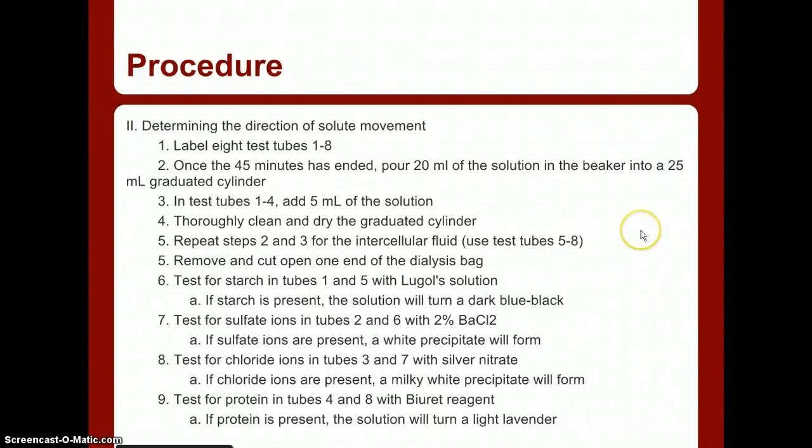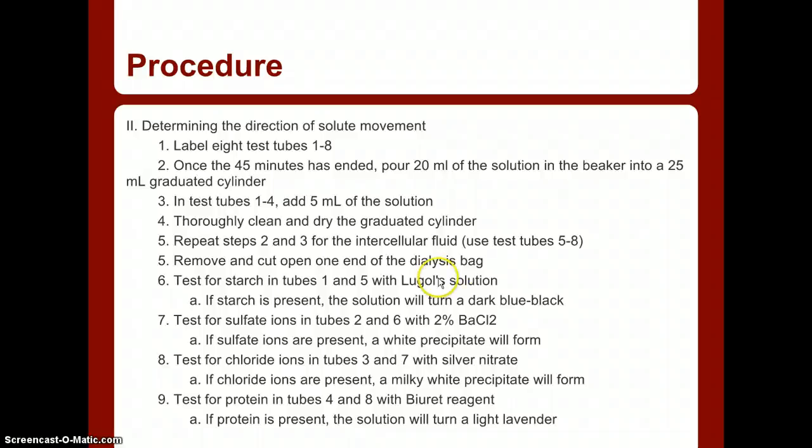So next you have to determine the direction of solute movement. First you had to label 8 test tubes, 1 through 8. And once the 45 minutes had ended, you poured 25 milliliters of the solution in the beaker into a 25 milliliter graduated cylinder. That was the extracellular fluid. In test tubes 1 through 4, you would add 5 milliliters of that solution. Then you would clean the graduated cylinder and repeat that for the intracellular fluid, but use test tubes 5 through 8 to separate them.